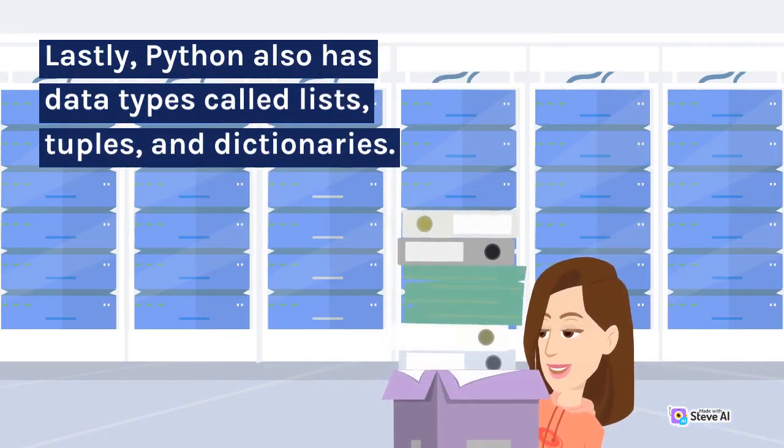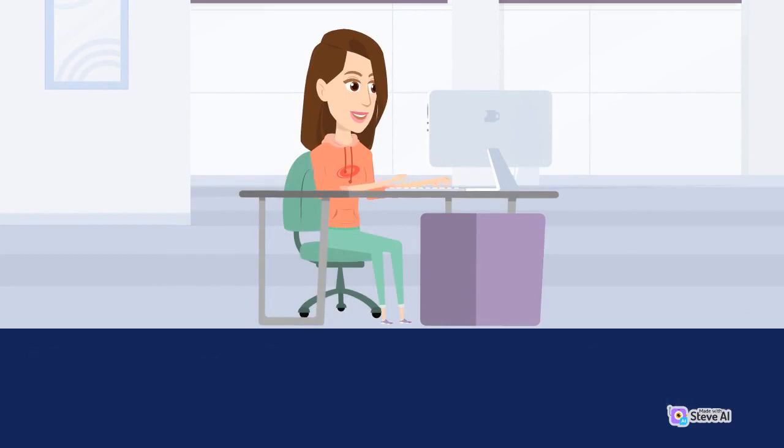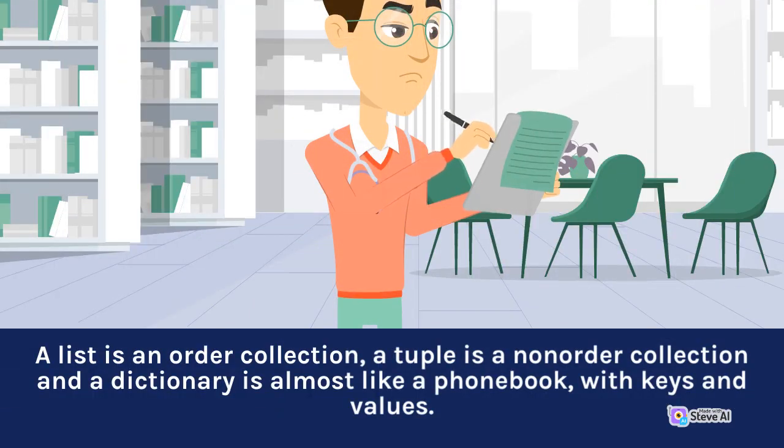Lastly, Python also has data types called lists, tuples, and dictionaries. These are used to store multiple data types as a group, such as inventory, for example. A list is an ordered collection, a tuple is a non-ordered collection, and a dictionary is almost like a phone book, with keys and values.